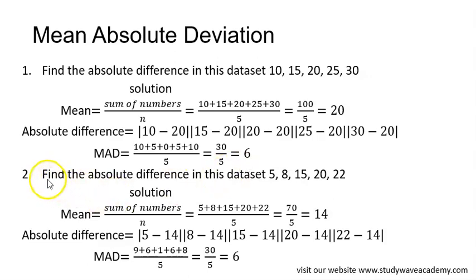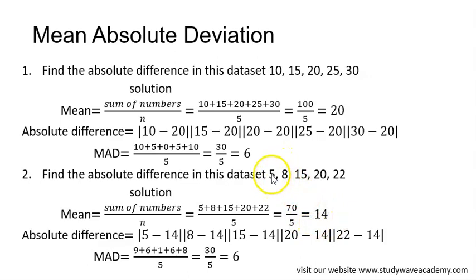Good. Next, we are to find the absolute difference in this data set: 5, 8, 15, 20, 22. Remember the process we did? We will first of all look for the mean. To find the mean, you add all these numbers together, then divide by the amount of numbers. So 5 plus 8 plus 15 plus 20 plus 22 over 5. When you add all these together, you are going to have 70 over 5. 70 divided by 5 is going to give you 14. So now we have gotten our mean.